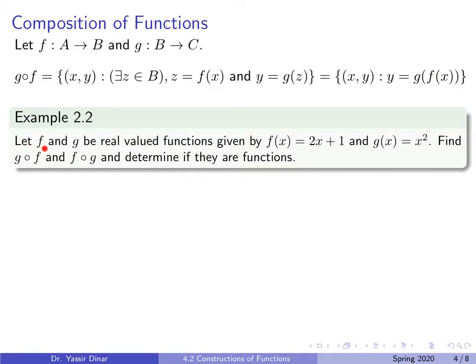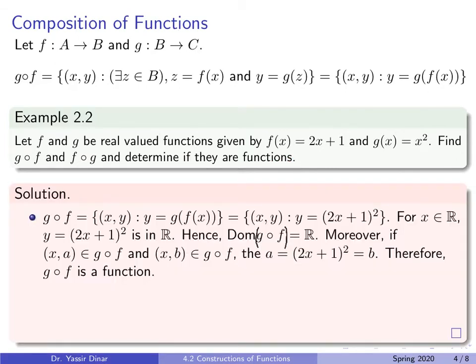As an example, let F and G be real functions defined by F of X is equal to 2x plus 1 and G of X is equal to x squared. We take F and G with the domain the real numbers and the codomain the real numbers. We want to find the composition of F and G, which is G circle F, and the composition of G and F, which is F circle G, and determine if these two new relations are functions.